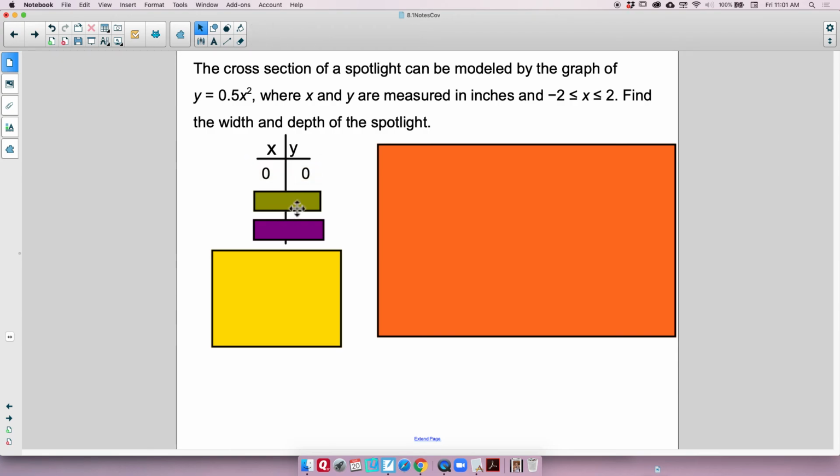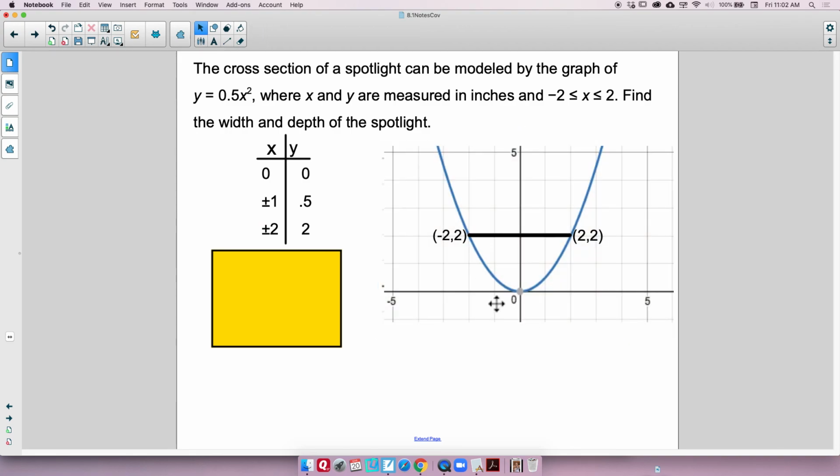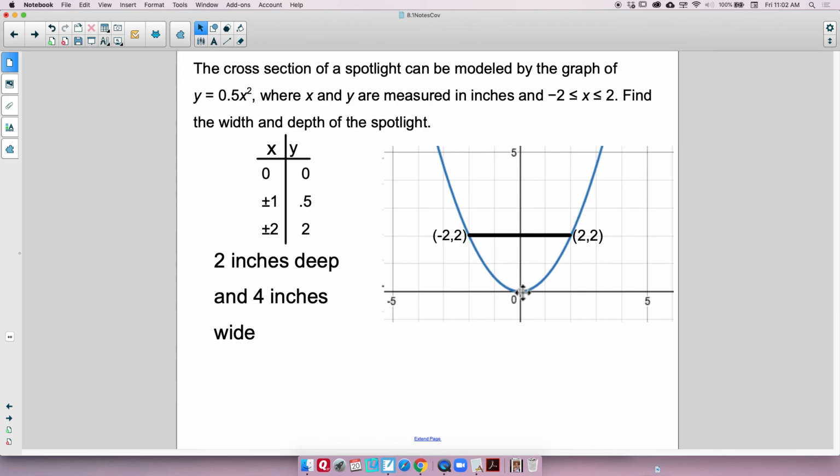So we can plug in 0, 0, plus or minus 1, and then we don't want to go with anything less than -2 or greater than 2 because we're told that the domain is restricted there, right? So if you plug those in and then graph those, this would be the full parabola if we kept going. But really, we're just looking at this part right here. So it's almost like you want to cover this up and cover that up. Okay, so obviously from here to here, that's a distance of 4 inches. And from here to here, that's a distance of 2. So our depth is 2 inches deep and 4 inches wide.